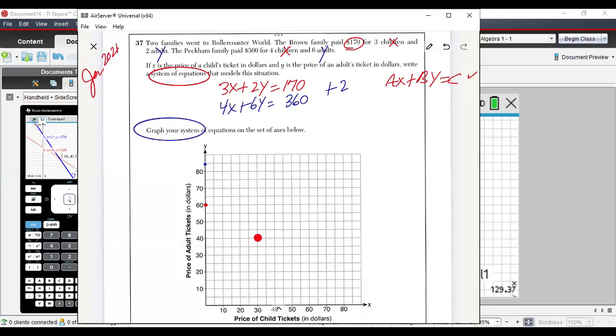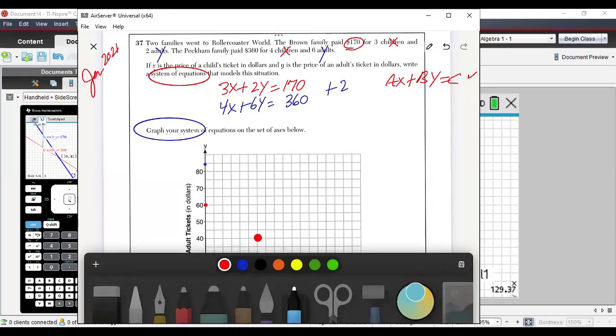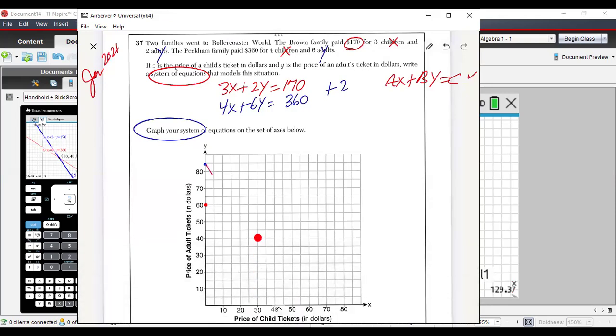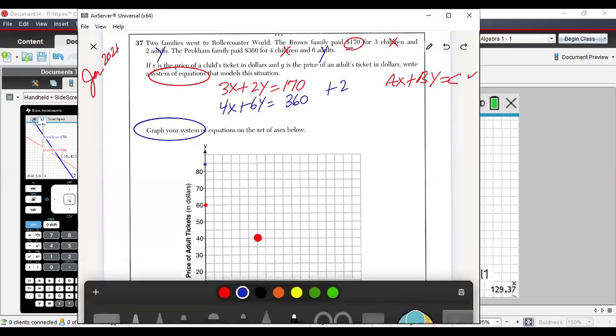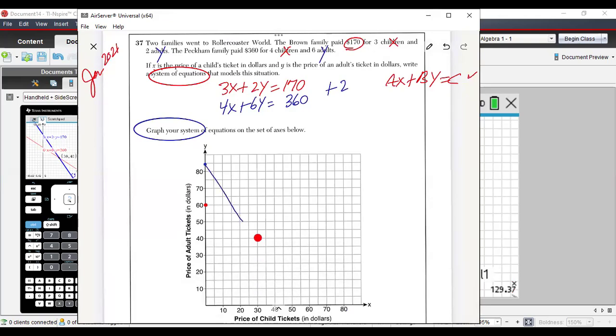Now that I have that, I can draw my lines. Oops, I want this to be blue. I could draw my lines. Okay, I want to make it a little better. I still think I can do better. Okay. There we go. All right, so that's the first line.